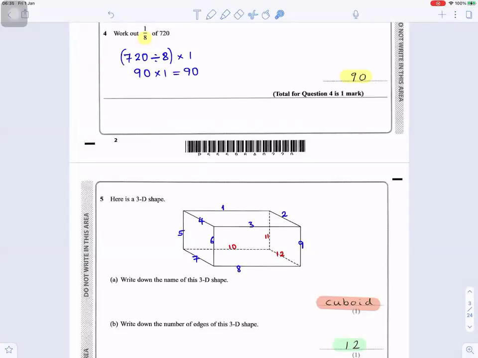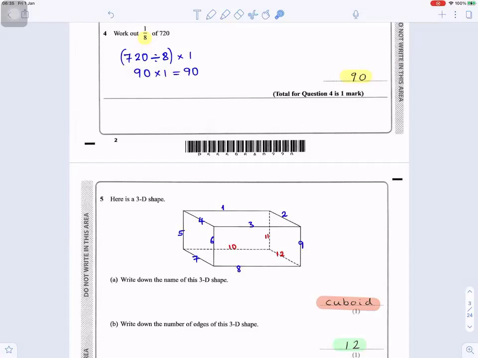Question number 4. Work out 1/8 of 720. That means 720 divided by 8 times 1. So 720 divided by 8 and times 1. 720 divided by 8 gives you 90. 90 times 1 gives you 90. So the answer is 90.